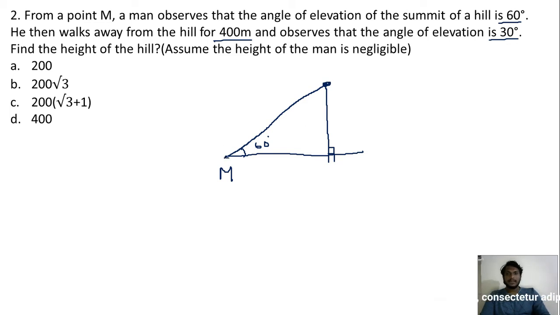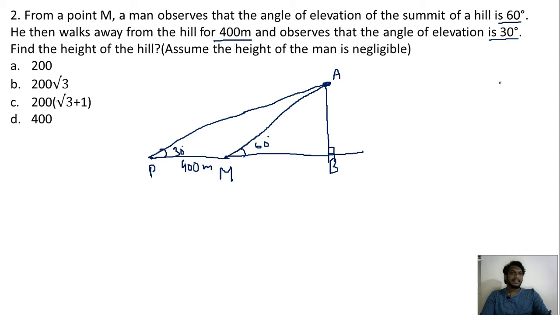Now the man walks away from the hill for 400 meters. Let this point be P. Now from this he observes that the angle of elevation is 30 degrees. Now let this be point A and let this be point B. Now we have got two triangles. Now I'll explain you one short trick over here.